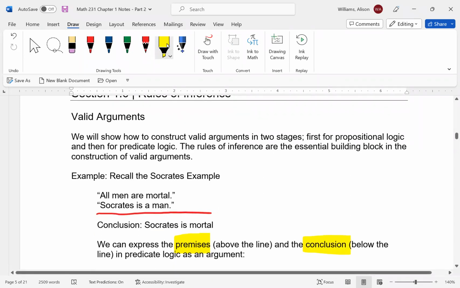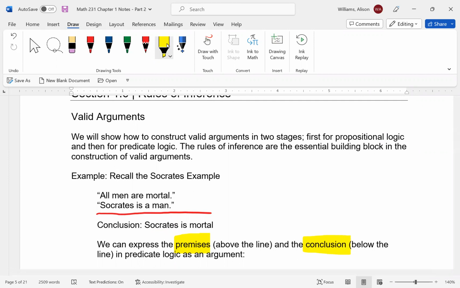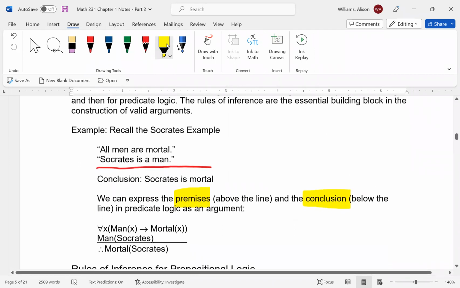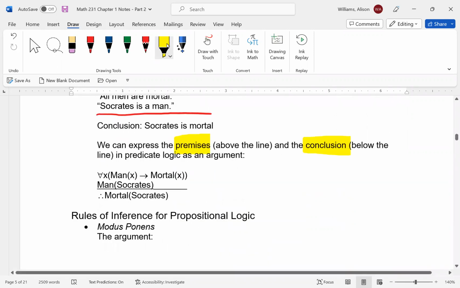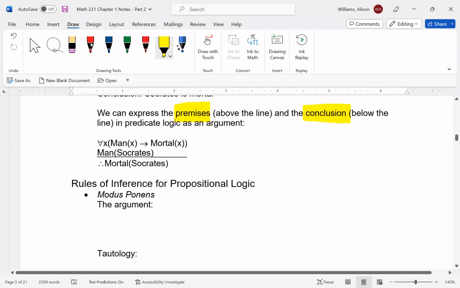And then what we have is an argument that could be written in this form using our quantifiers. So for all x, where x is a man, that implies that x is mortal. Then we're told specifically that Socrates is a man, and therefore from the above, Socrates is mortal. Okay, so this particular rule of inference is called modus ponens.